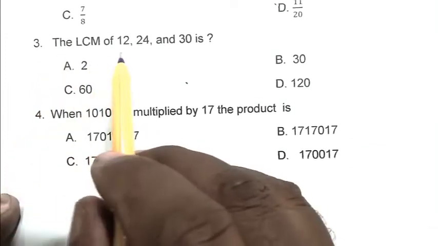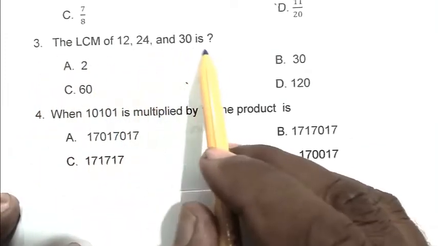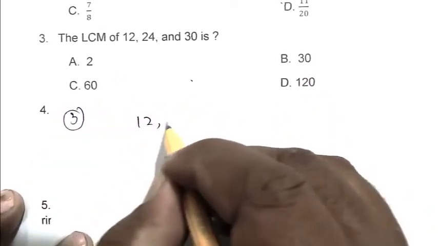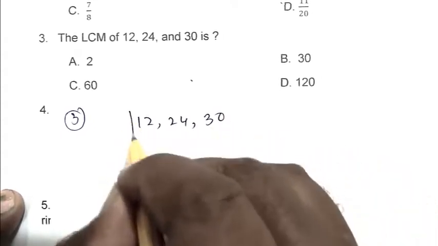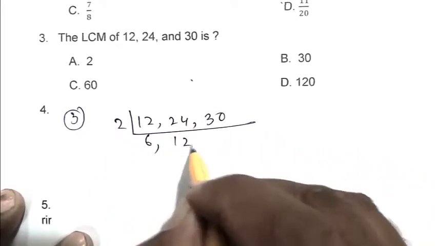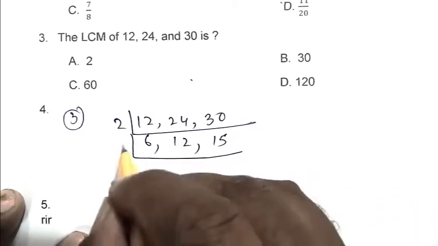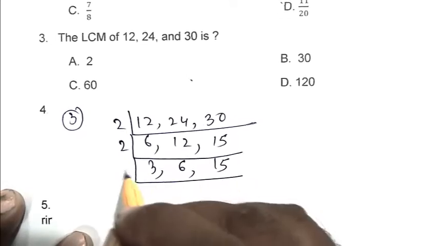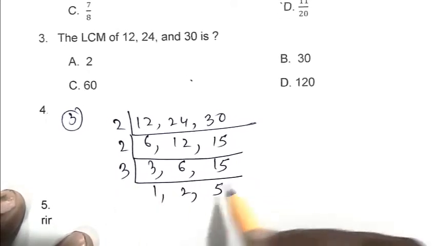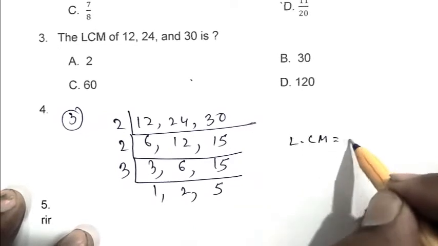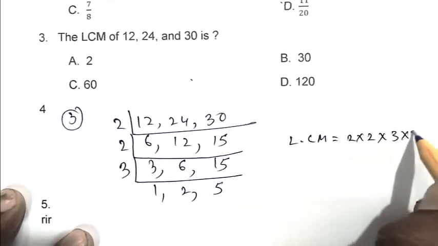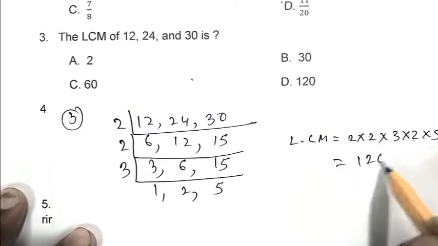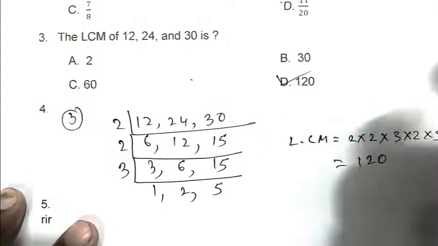Question number 3. The LCM of 12, 24 and 30 is. So 3, 12, 24, 30, that is 2, 6, 12, 15, 2, 3, 6, 15, 3, 1, 2, 5. So LCM equals 2 into 2 into 3 into 2 into 5, that is 120. So D is the right answer.